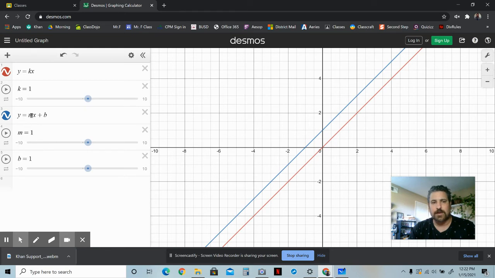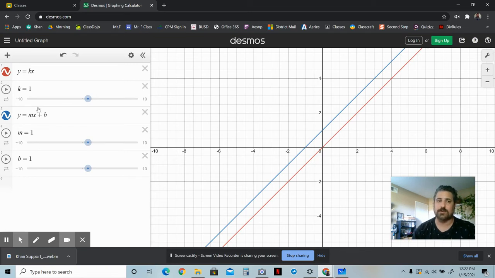So if you are talking about mx plus b and you had an m of 1, notice that the blue line, the y equals mx plus b line, and the red line, the y equals kx line, both have a slope of 1, so they're parallel lines. Anything that has the same slope is going to be parallel. And so when we're looking at this one, y equals mx plus b, the main difference is that plus b. And the b represents where the line crosses the y-axis.